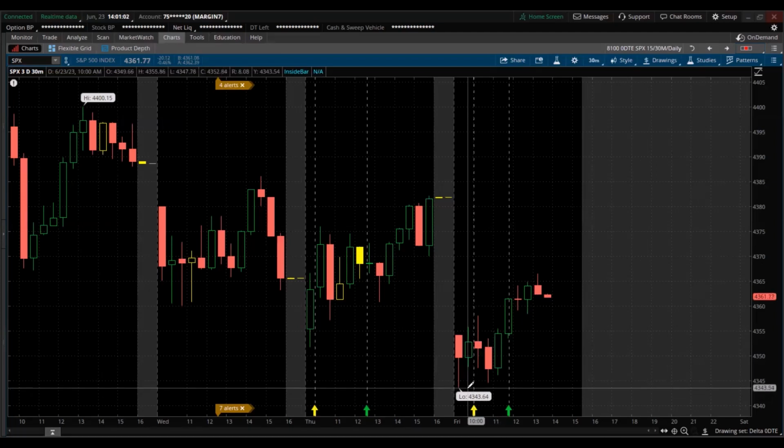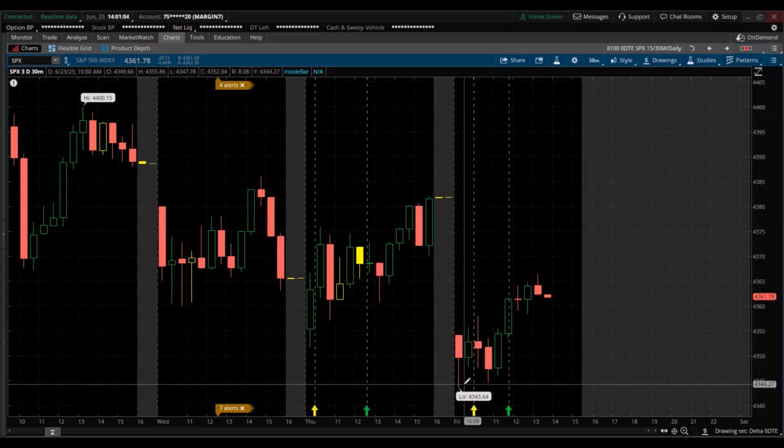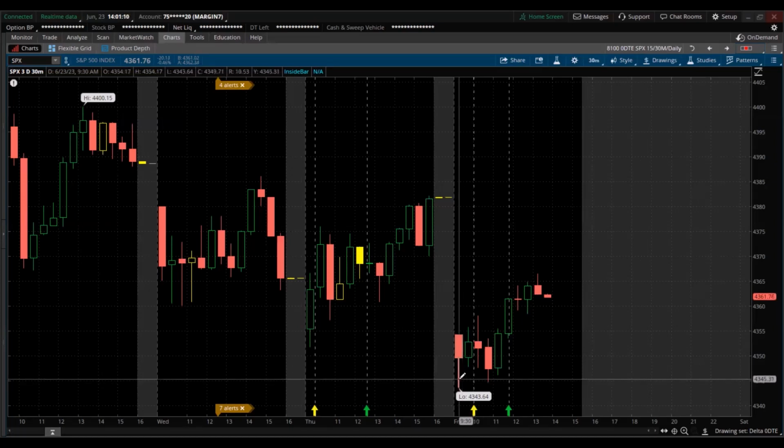Why I say they move, because if you ever look at option chains during volatile times, as the strike price changes, so does the delta.